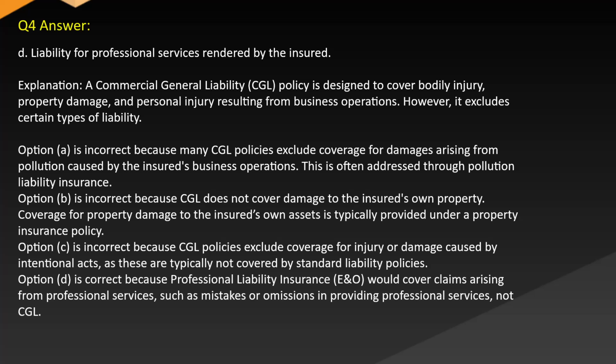Coverage for property damage to the insured's own assets is typically provided under a property insurance policy. Option C is incorrect because CGL policies exclude coverage for injury or damage caused by intentional acts, as these are typically not covered by standard liability policies. Option D is correct because professional liability insurance (E&O) would cover claims arising from professional services such as mistakes or omissions in providing professional services, not CGL.